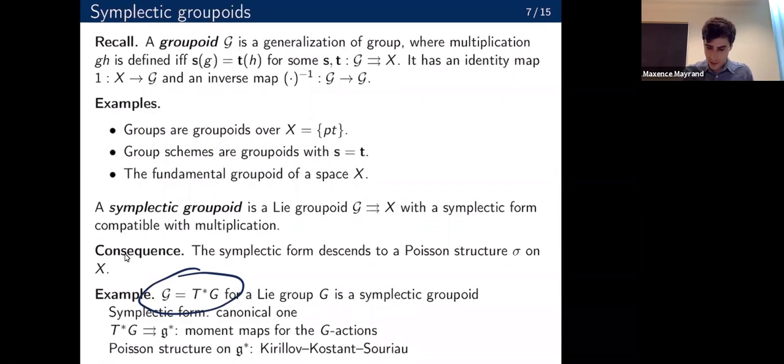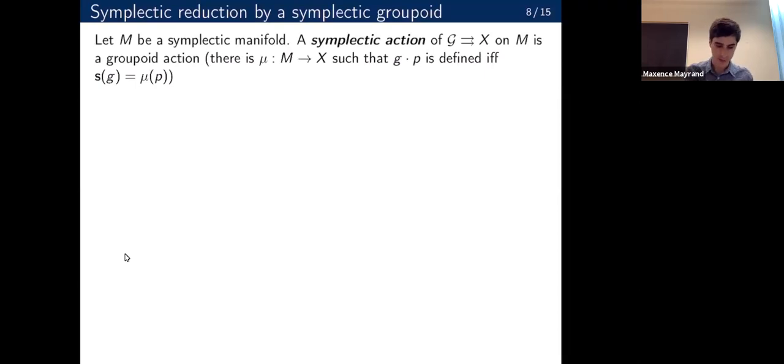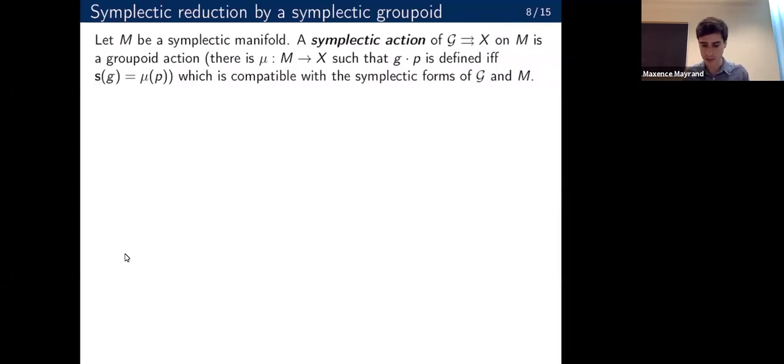Now, there's already a notion of symplectic reduction by a groupoid due to Weinstein. I will review that. Let's take any symplectic manifold M. There's a notion of a symplectic action of a symplectic groupoid on M, which just means a groupoid action. In particular, it means that you have a map mu from M to the base space of the groupoid, such that the action of G on the point P is defined if and only if the source of G matches mu of P. That's the notion of a groupoid action. And this groupoid action has to be compatible with the symplectic forms of M and G in a certain way. The precise way in which it's compatible is not very important. Precisely, it means that the graph of the map is Lagrangian, but it's just a natural compatibility condition.